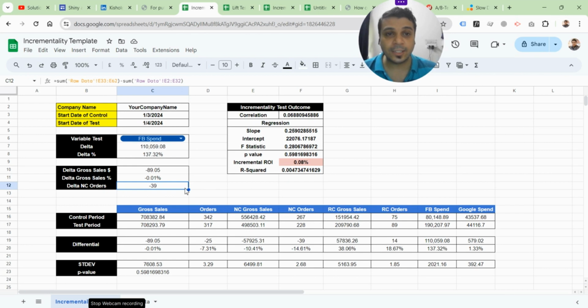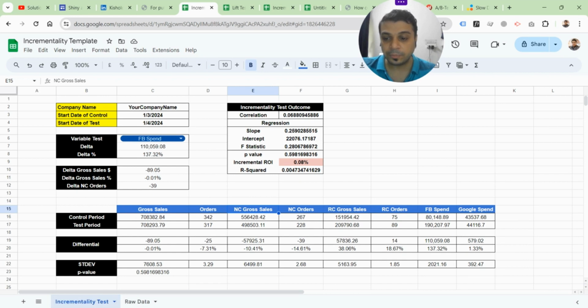All right, so that's essentially the idea. So now I'm looking at the control period and test period differences for the different metrics: the gross orders and gross sales, and new customer orders, and returning customer gross sales. So all of the metrics that I just showed a while back in the raw data sheet. And then we are just calculating the differential, which is just the differences and the percentage differences on the baseline period. So as you can see, the differential is negative 0.01% for gross sales.